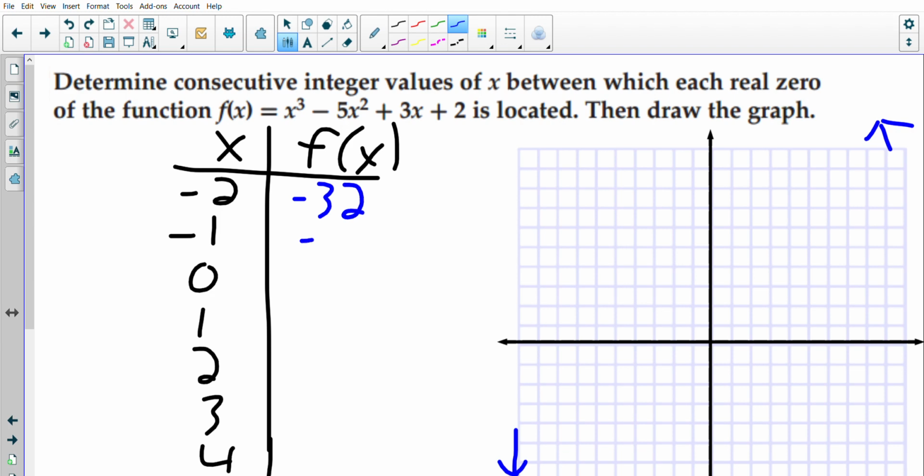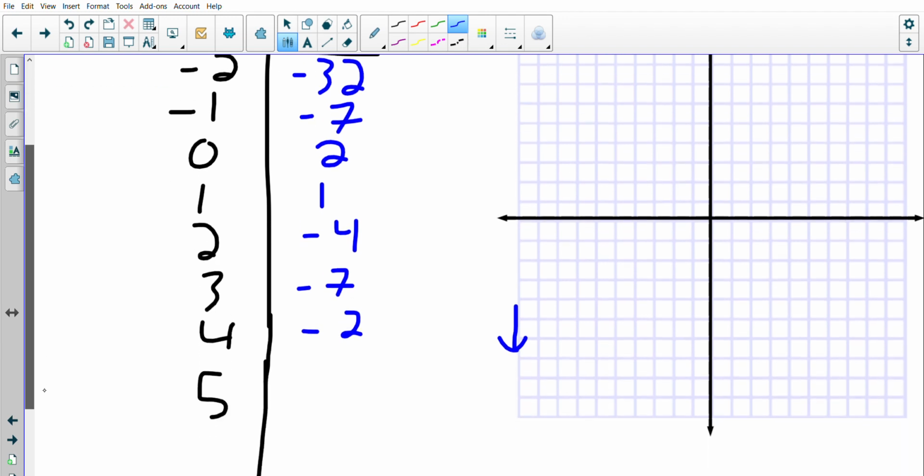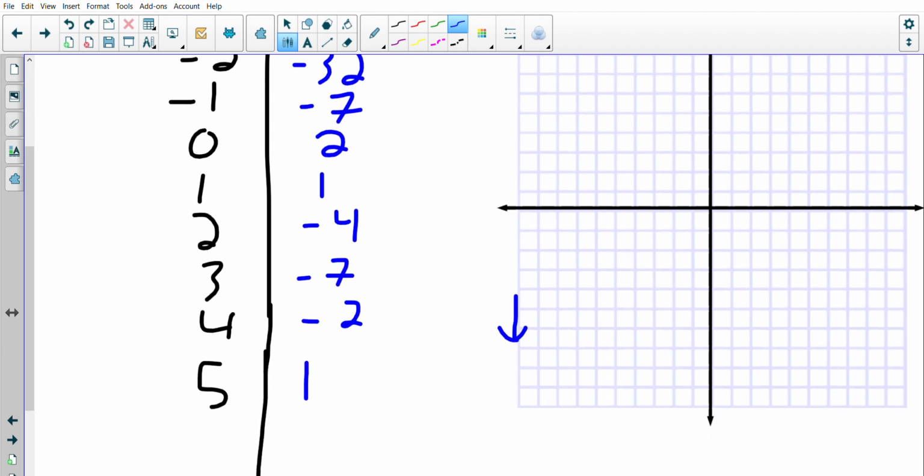-1 is -7. When we plug in 0, we get 2. When we plug in 1, we get 1. When we plug in 2, we get -4. Plug in 3, -7. Plug in 4, -2. And then when we plug in 5, 17.